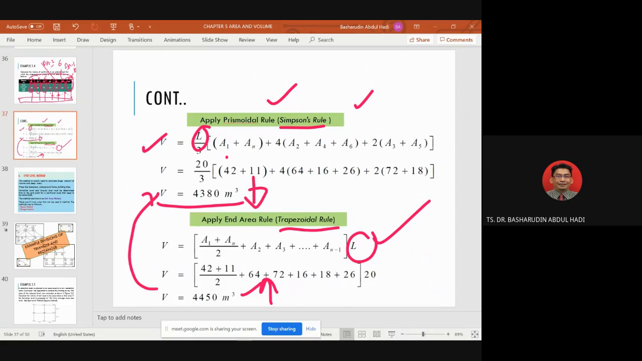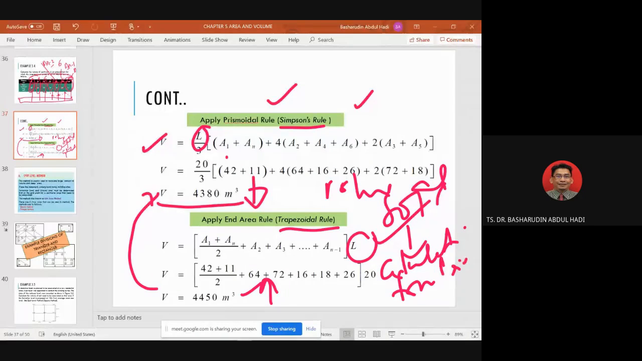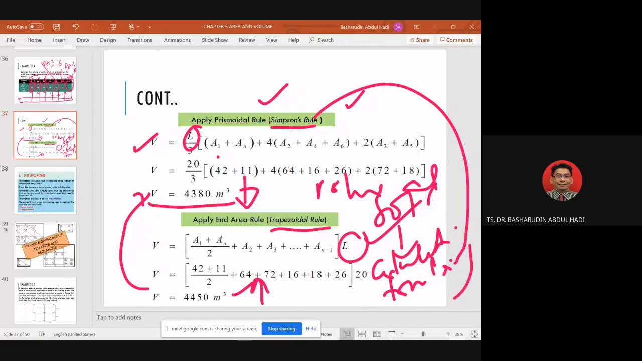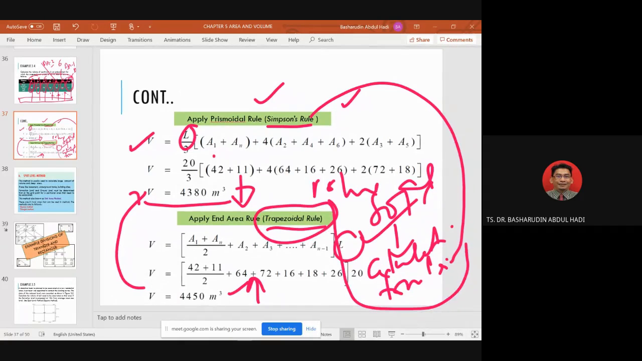So you must remember sometimes you calculate the volume of soil. So you must remember the calculation, which formula you use? Either you use the Simpson rule or you use the trapezium rule. Alright? So if using the Simpson rule, your volume is lower. If using the trapezoid rule, your volume increases. Okay?